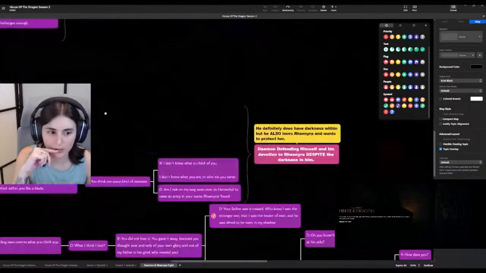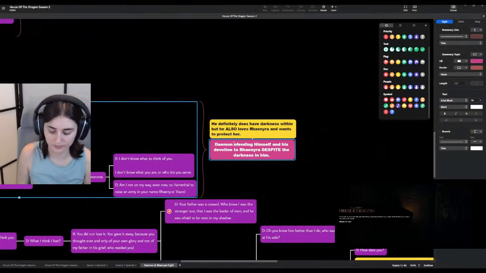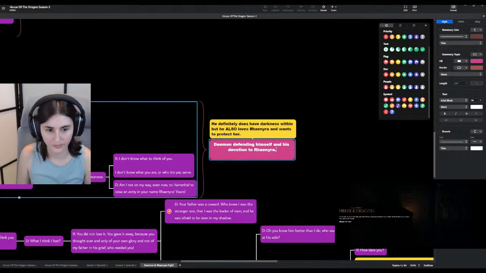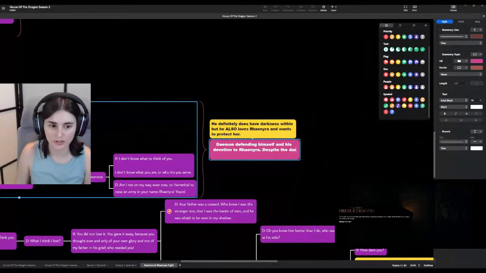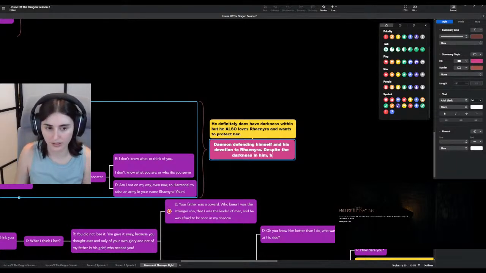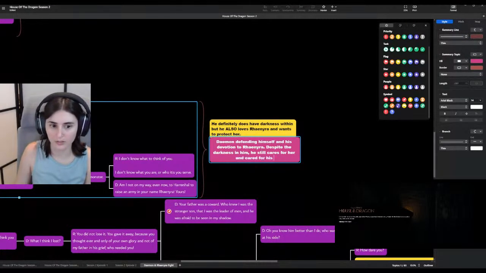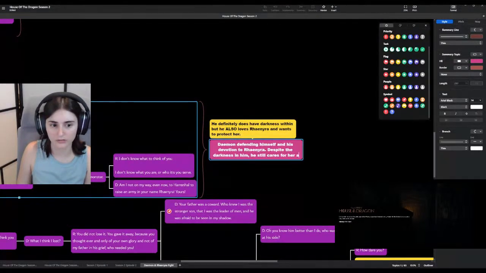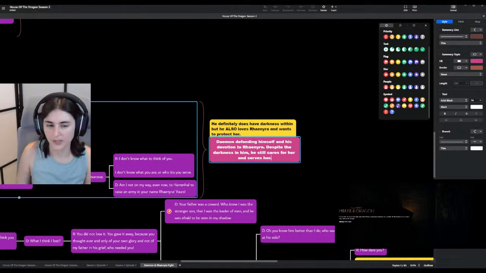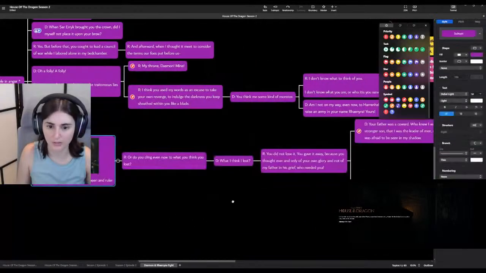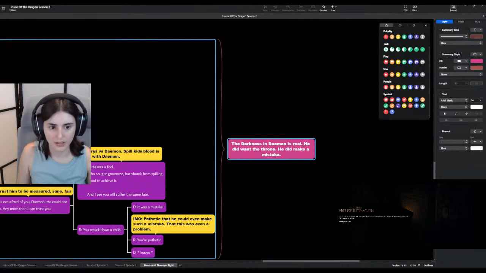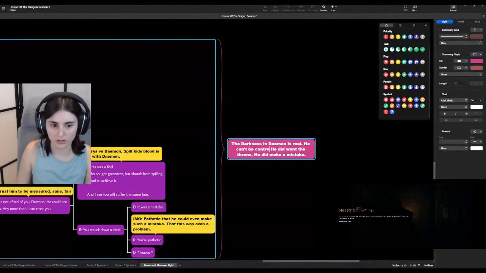Cool. Then he defends himself here. Daemon defending himself. Here, despite the darkness in him, he still cares for her and cared for his brother despite his weakness. She still cares for her and serves her. Won't be commanded by her, though. Is this part of it? Yes, there we go. I'm glad. Darkness in his name is real. He can't be controlled.